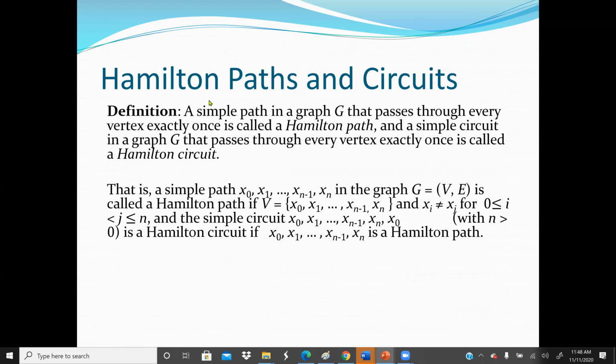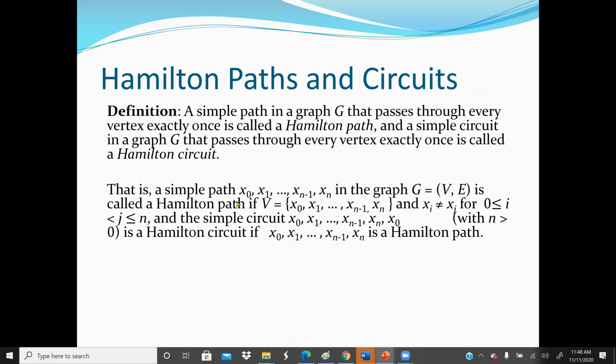So next we talk about Hamiltonian paths and circuits. The definition is: a simple path in a graph G that passes through every vertex exactly once is called a Hamiltonian path. So it's the same concept as Euler, but the method of going through is slightly different. And a simple circuit in a graph G that passes through every vertex exactly once is called a Hamiltonian circuit.